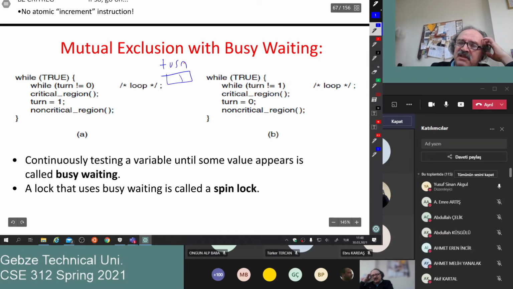Critical region, it makes turn 0. As you see, this one enters the critical region, leaves it, makes the turn 1. This one takes the turn, okay? Turn is 1, enters the critical region, it makes turn 0. And this one can enter. So it is called strict alternation.